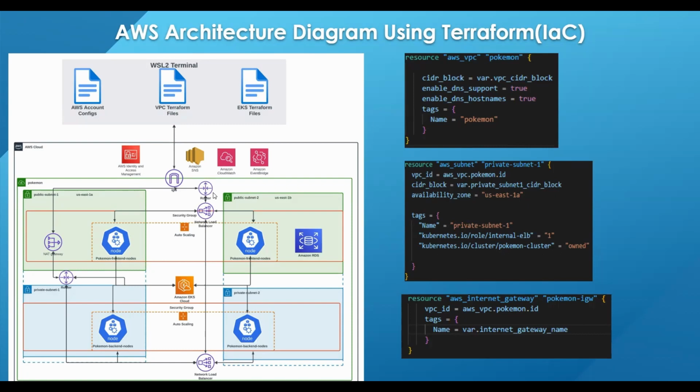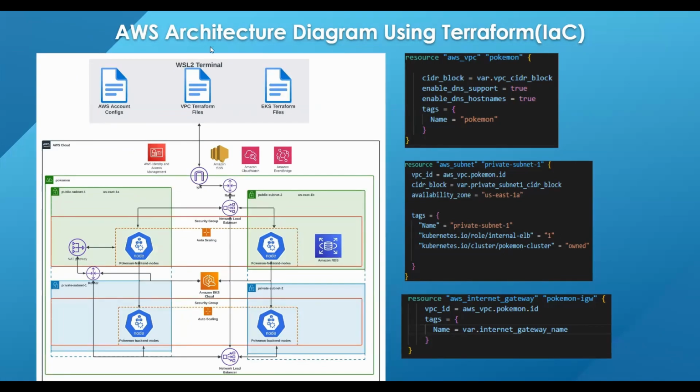We have 2 availability zones, and each availability zone has 1 public subnet and 1 private subnet. Our public subnet 2 has our Amazon RDS, and our public subnet 1 has our NAT gateway. The NAT gateway basically allows the private side to have internet access without being fully exposed. Our front-end nodes and back-end nodes also have their own security group and their own auto-scaling group. The security group adds an extra layer of security to our worker nodes, and the auto-scaling group allows us to configure the desired size, minimum and maximum size of worker nodes.